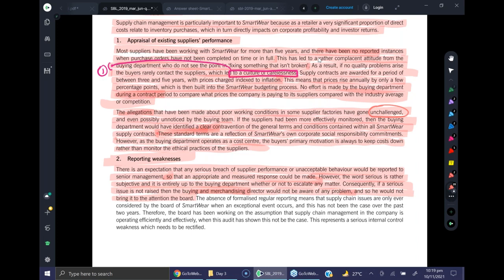How alarming is that? The absence of formalized regular reporting means that supply chain issues are only ever considered by the board of SmartWare when an exceptional event occurs, and this has not been the case over the past 2 years. Therefore, the board has been working on the assumption that supply chain management in the company is operating efficiently and effectively, when this audit has shown this not to be the case. This represents a serious internal control weakness which needs to be rectified.